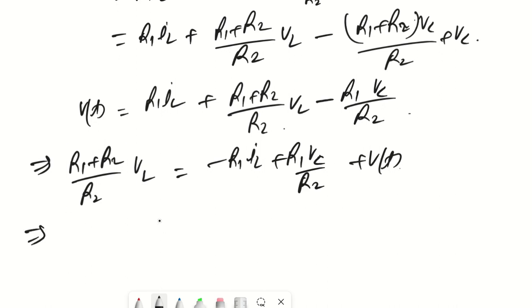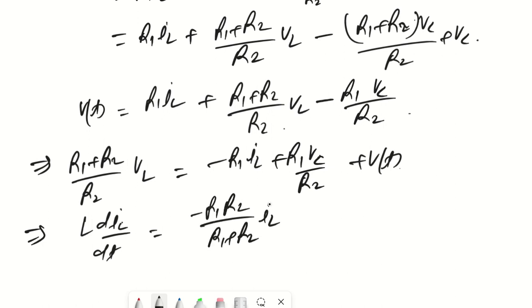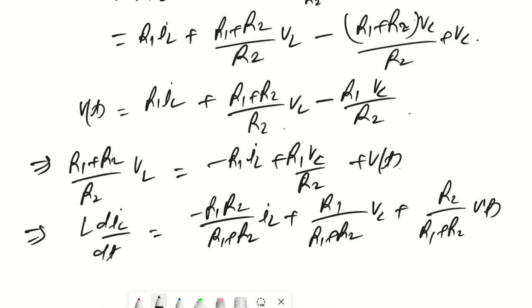Now if we quickly do that, then VL can be written as L dIL by dt. L dIL by dt is equal to, I can divide both sides by R1 plus R2 by R2. So what will happen? I can have here minus R1 R2 by R1 plus R2 into IL, plus this one will get divided by R1 plus R2 by R2, then R2 R2 will get cancelled. So we will have only R1 by R1 plus R2 into VC, and plus R2 by R1 plus R2 into Vt. So this is my equation number, let us say 3.